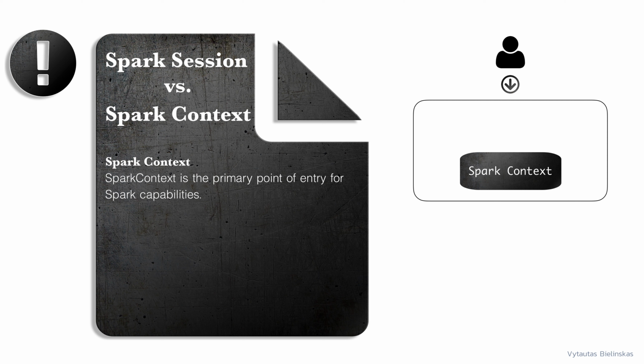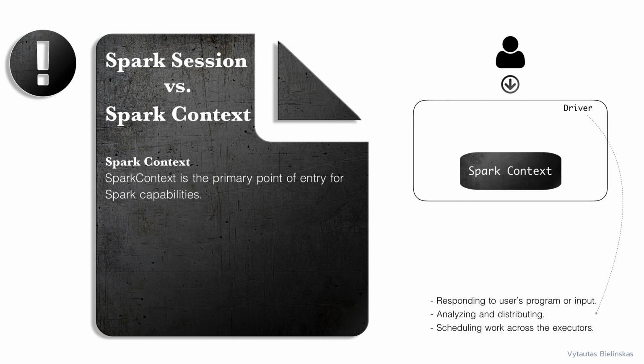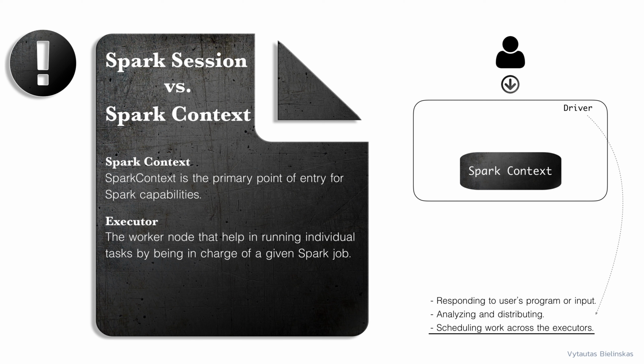Spark context is supported by Spark cluster driver. The driver runs your function, sits on a node in the cluster and is responsible for three things: responding to user program or input, analyzing and distributing, scheduling work across the executors. For us, we focus on the last one, scheduling work across the executors. What is executor? The worker node that helps in running individual tasks by being in charge of a given Spark job.